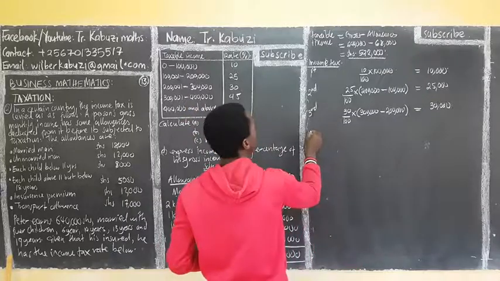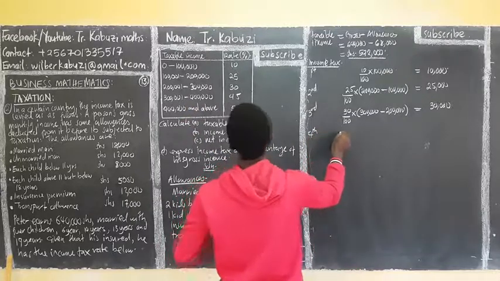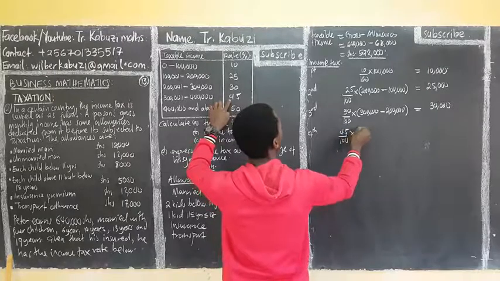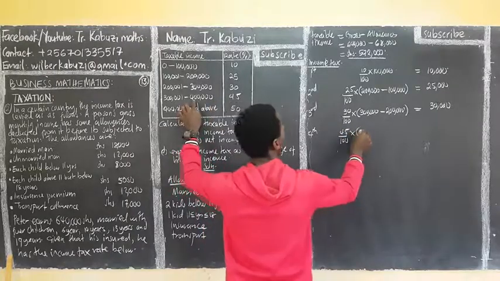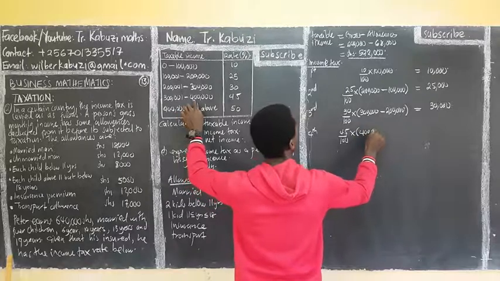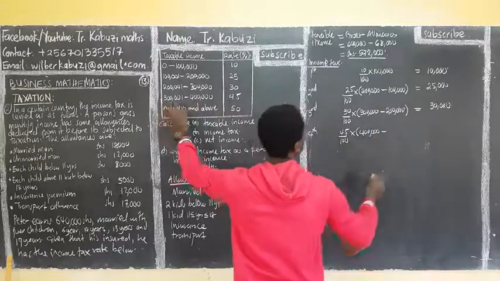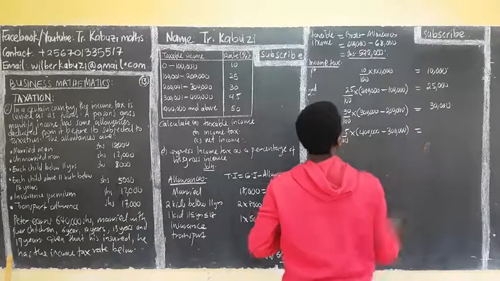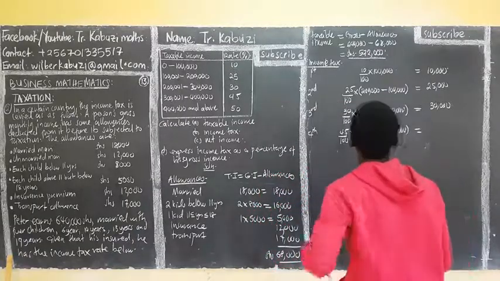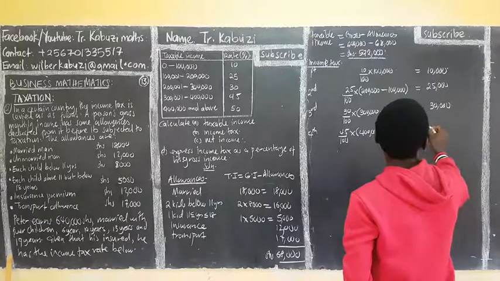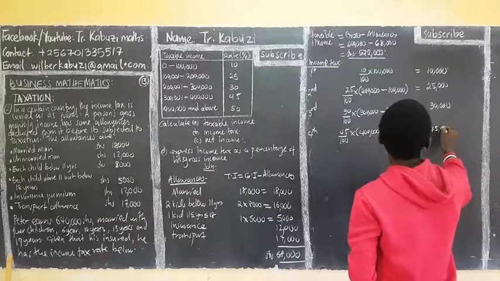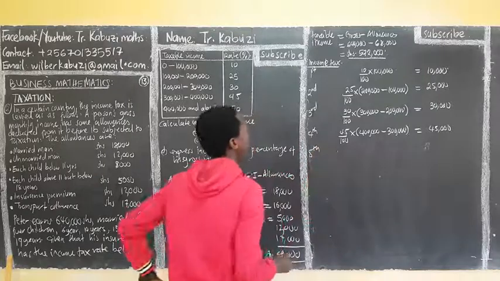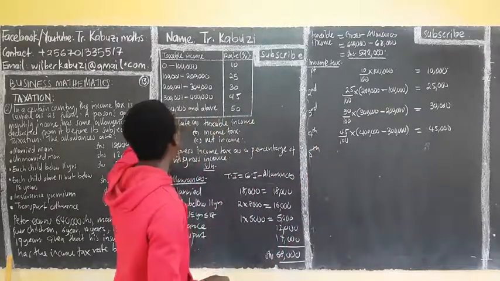Then we count now between this and this, so we shall get our fourth. I'll get 45 over 100 times 400,000 minus 300,000, which will give me 45,000.